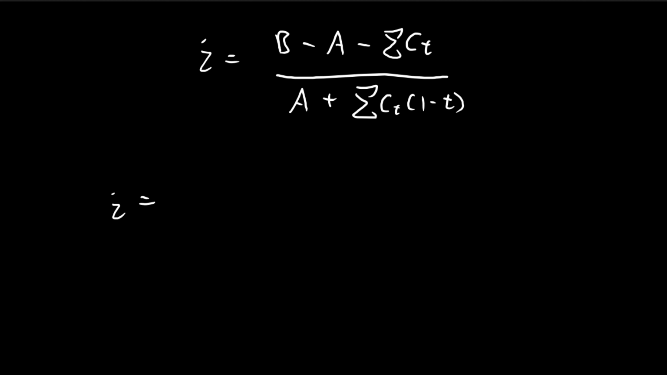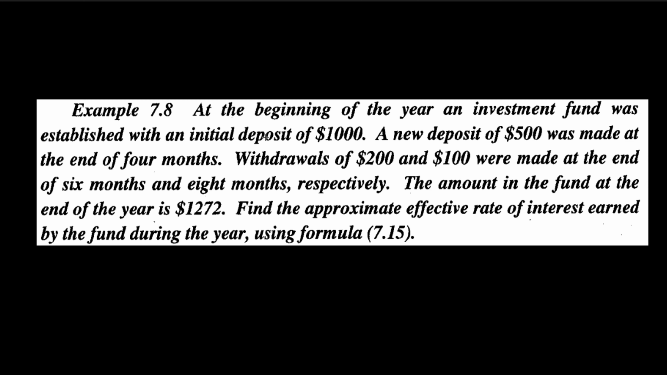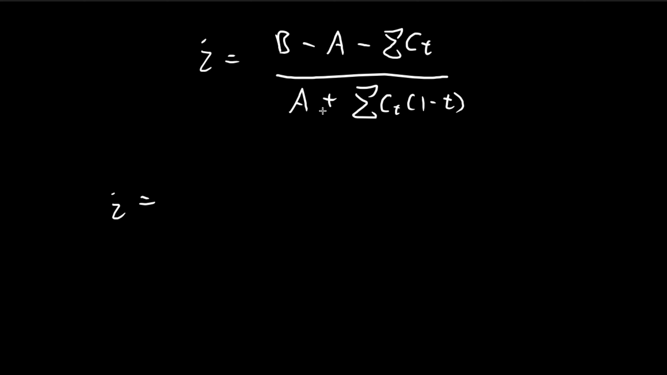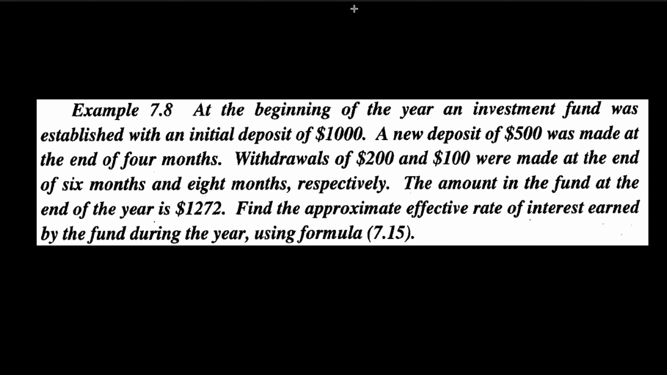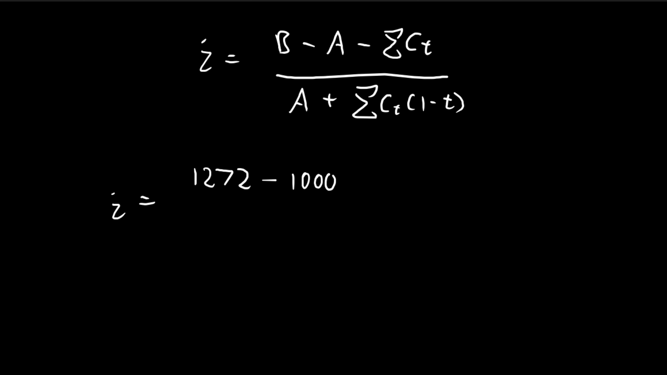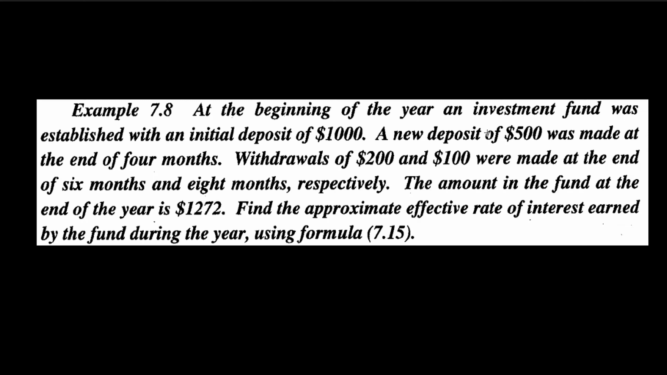So let's just apply this formula directly to the situation that we have. So first of all, let us just notice that the final amount is 1,272, so that corresponds to B. And then we minus the initial amount we have at the start of the year, which is $1,000. And then we minus the sum of all cash flow.